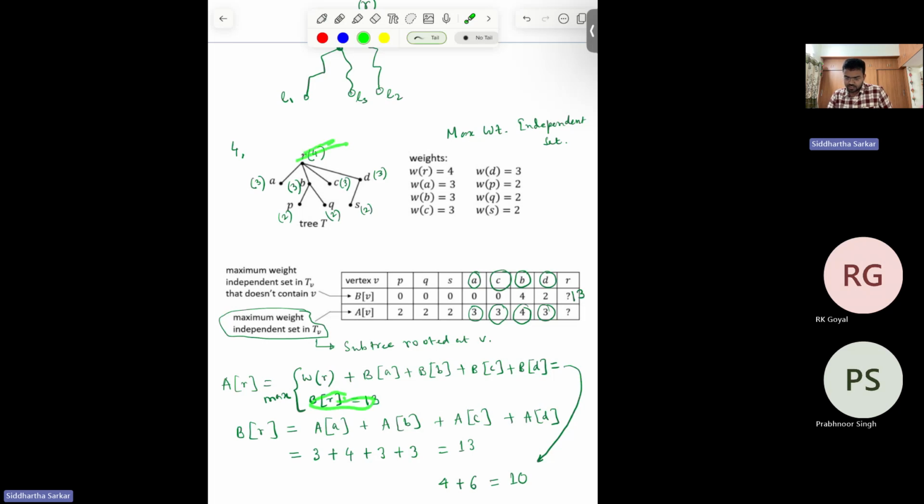That means don't take r, take the children of r. Take this guy, these two, these and this. They together give you 13. So AR is also 13. Are there any questions on this?